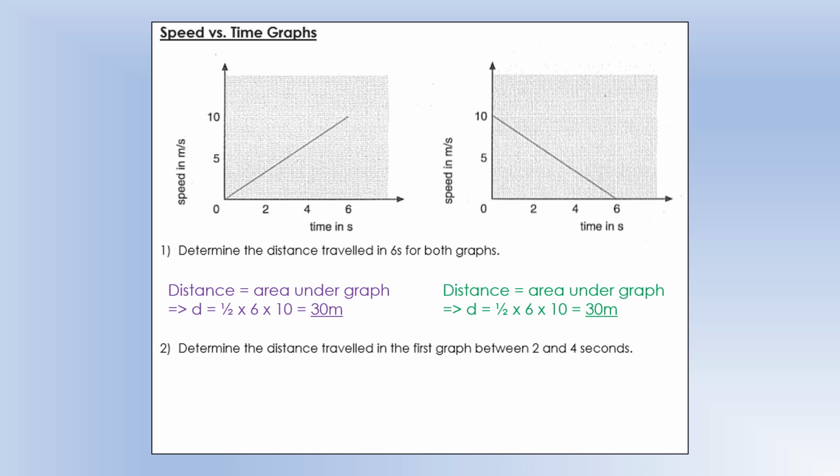Then determine the distance travelled in the first graph between 2 and 4 seconds. So the way I approach this is we can see after 6 seconds, it's got to 10 meters per second. So after 2, it's got to a third of that, and after 4, it's going to have got to 2/3 of that. So essentially, we're trying to find the area, which is now a trapezium, and we've got height on the left of 3 1/3, height on the right of 6 2/3, and when we multiply that by the half and by the base, we get a total distance of 10 meters.